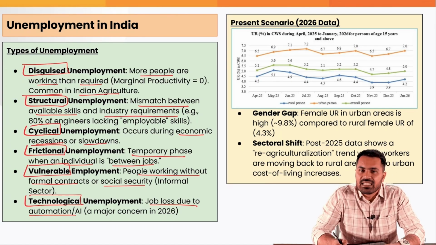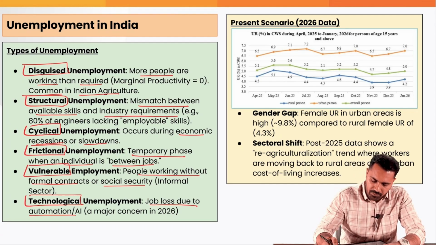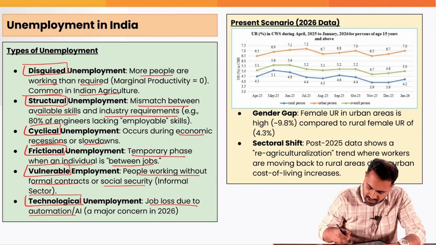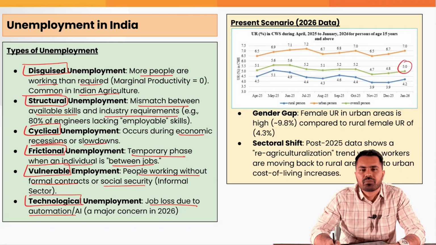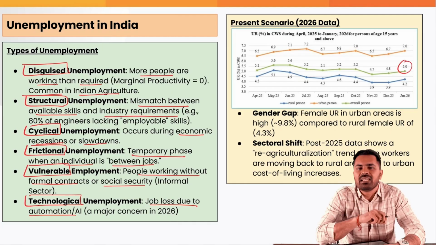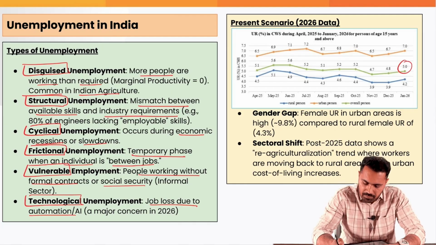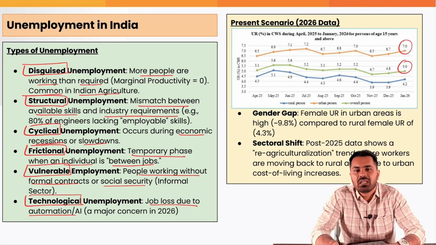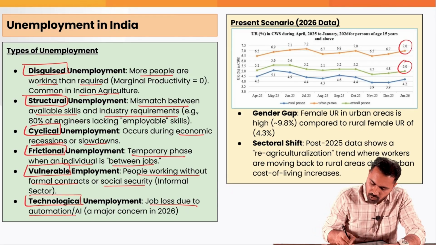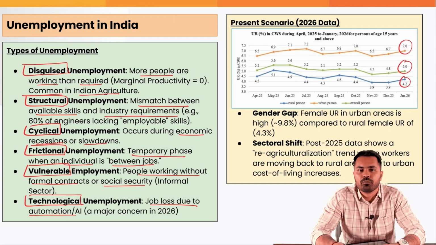Now we'll see some of the latest data of the Periodic Labour Force Survey, which was released in January and February of 2026, which shows that the overall unemployment rate in India is 5%, which has seen a slight increase from December's 4.8. But an interesting pattern which you must see is that in urban areas the unemployment rate is 7%, which is much higher compared to the rural areas, which is 4.2. So that means the people in urban areas are more unemployed.